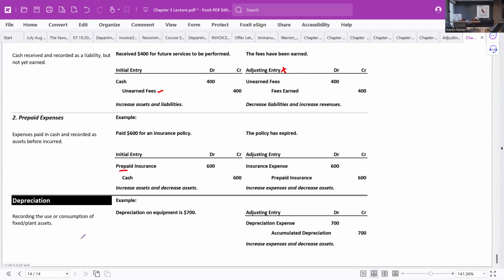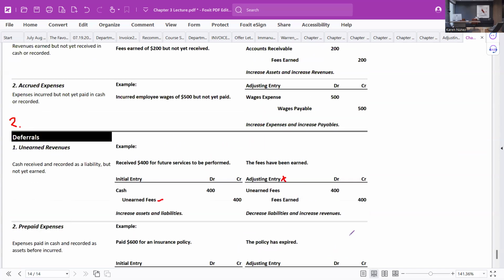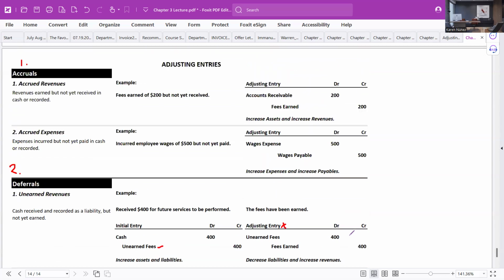And then the third kind of an adjusting entry is the depreciation. And it always looks the same: debit depreciation expense, credit accumulated depreciation. So those are the three kinds of adjusting entries that we're looking at in chapter 3.